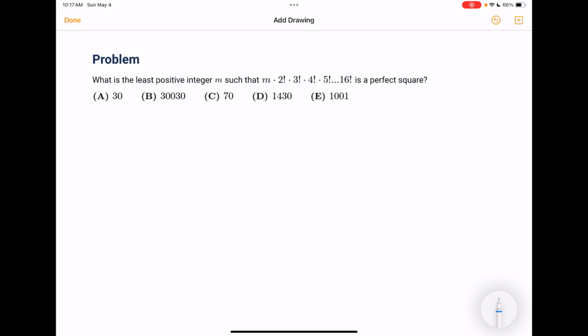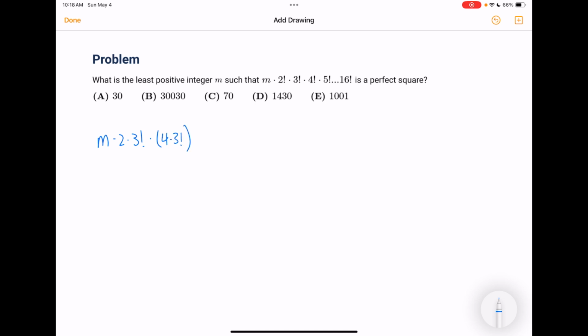Because we want all of those factorials multiplied together to be a perfect square, I'm going to rewrite this and pair up some elements in all of these factorials. So I'm going to do m times 2 times 3 factorial, because 2 factorial is just 2 times 1, and anything multiplied by 1 is still the same thing. So it's just 2 times 3 factorial times 4 times 3 factorial.